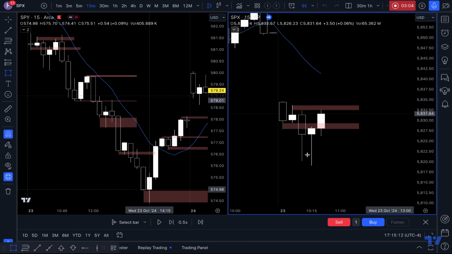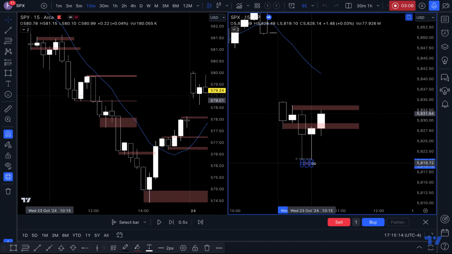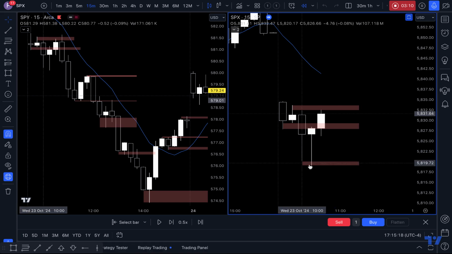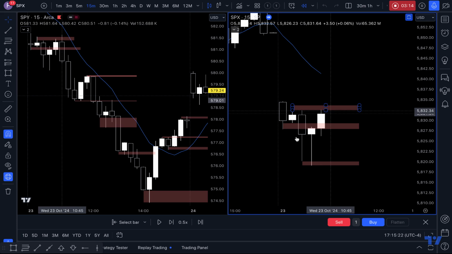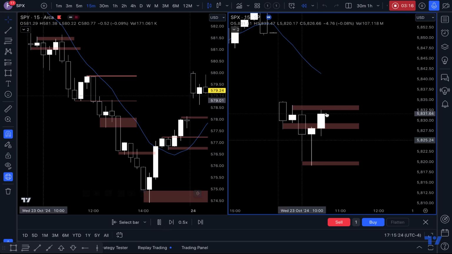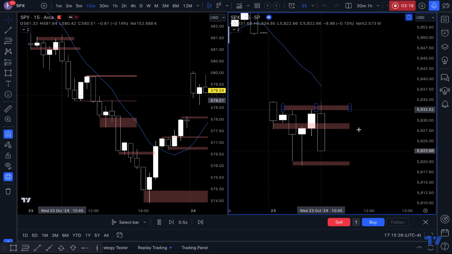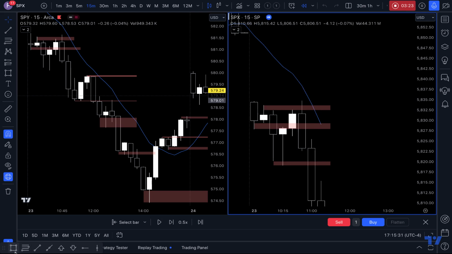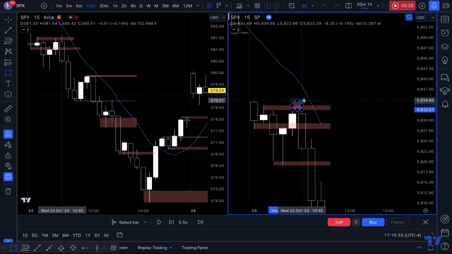So this is what it looks like. You have your support here. It already formed, and then the resistance test, right? So let's see if it confirmed the resistance. Okay, it hit it and it confirmed it, right? So that's a good resistance.